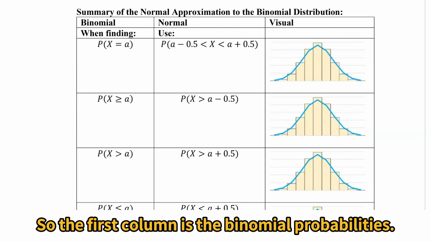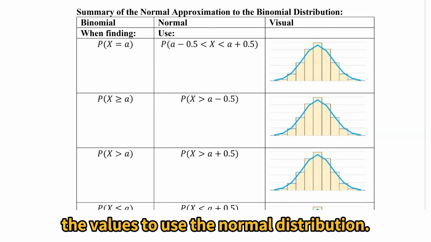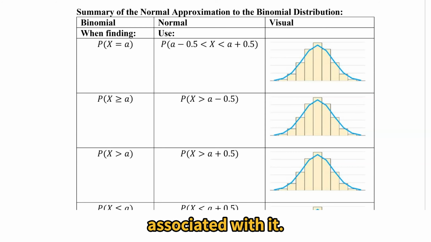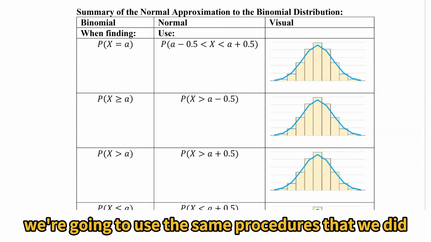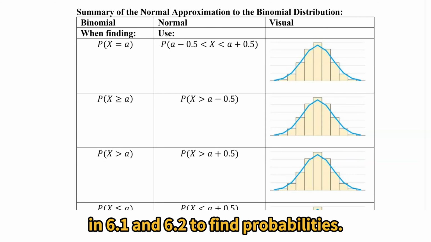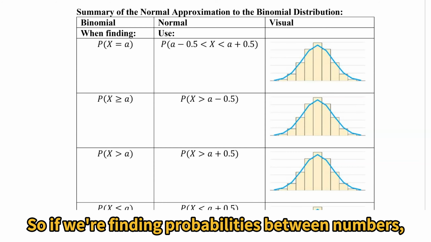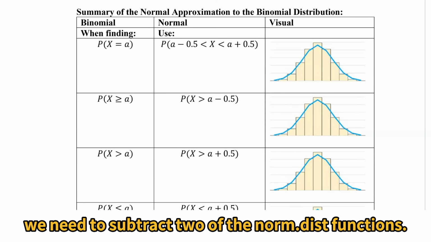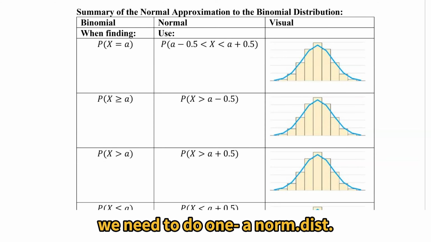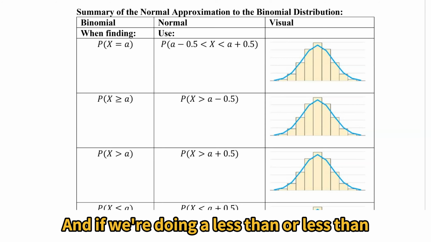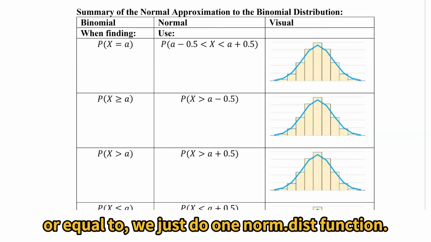So the first column is the binomial probabilities. This second column is how we change the values to use the normal distribution. And then the third column is our visual associated with it. For the normal distribution in the middle, we're going to use the same procedures that we did in 6.1 and 6.2 to find probabilities. So if we're finding probabilities between numbers, we need to subtract 2 of the norm.dist functions. If we're finding a greater than probability, we need to do 1 minus a norm.dist. And if we're doing a less than or less than or equal to, we just do 1 norm.dist function.